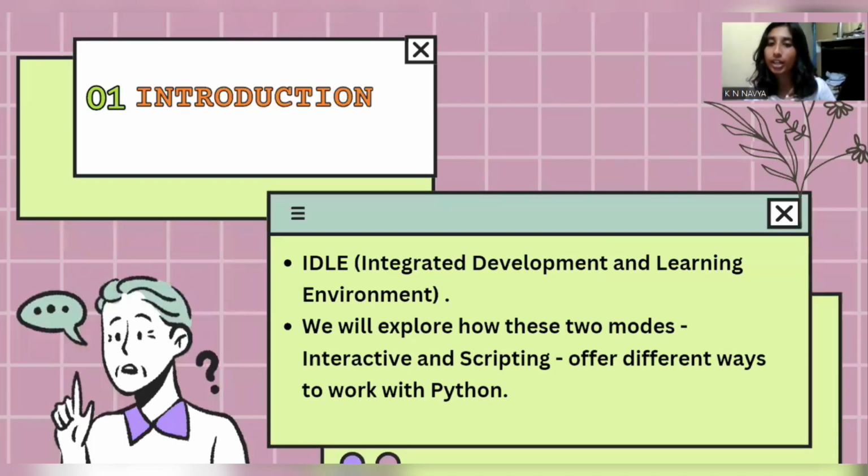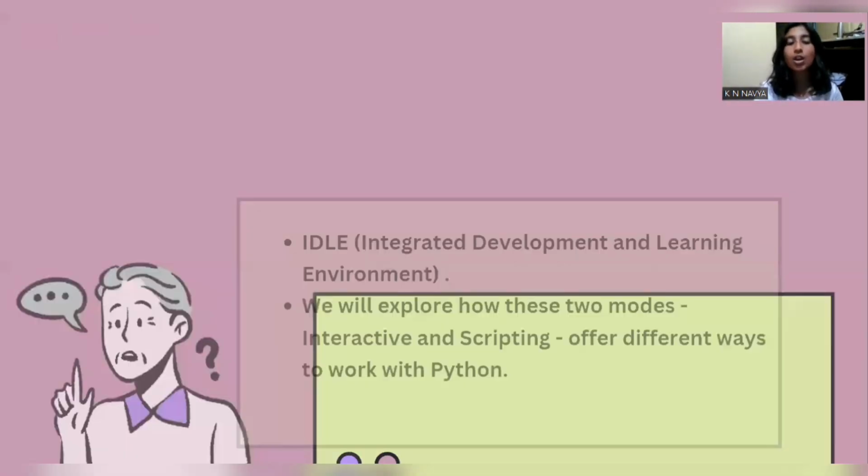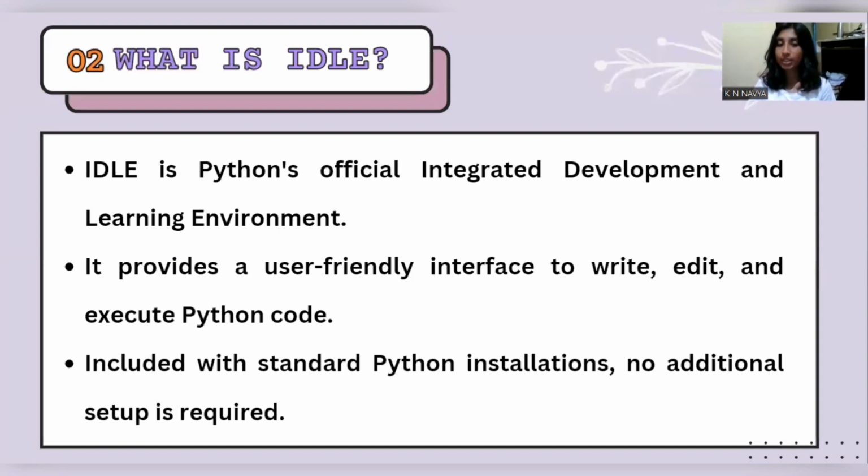IDLE stands for Integrated Development and Learning Environment. It has two different modes, interactive and scripting mode. Before learning about these modes, let's know more about IDLE. IDLE is Python's official integrated development and learning environment. It provides a user-friendly interface to write code and also execute programs. You do not need any extra installations or setups for having them. It's very easy to use, both in colleges and in the industry.